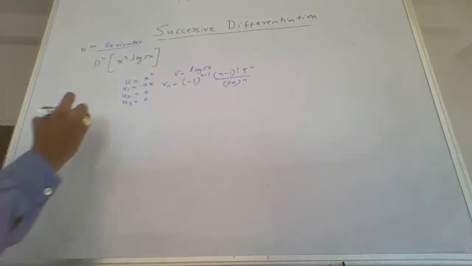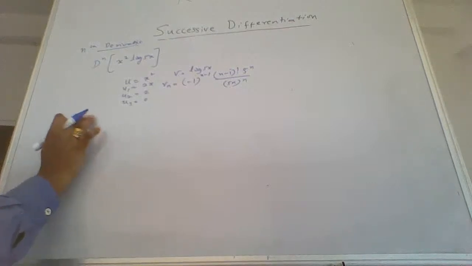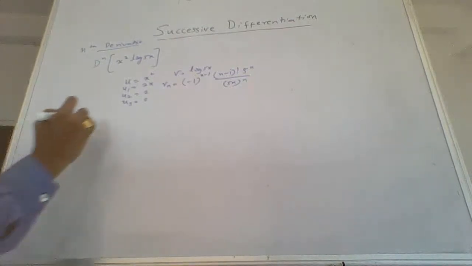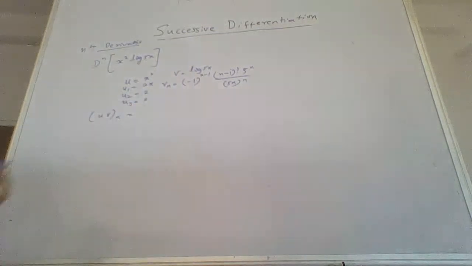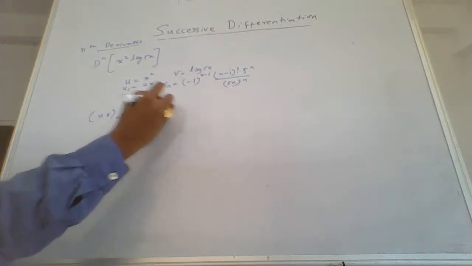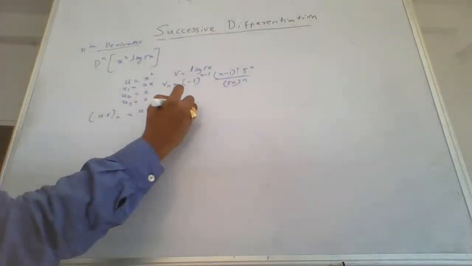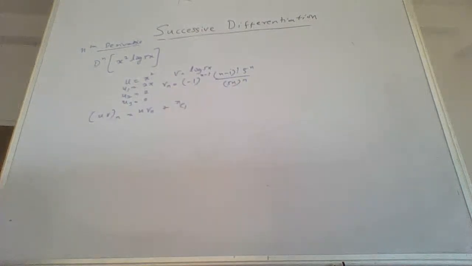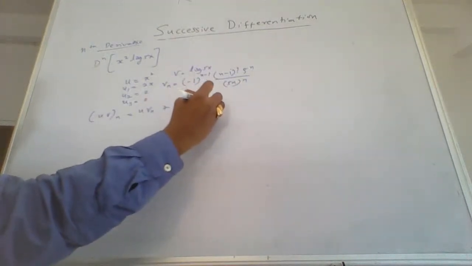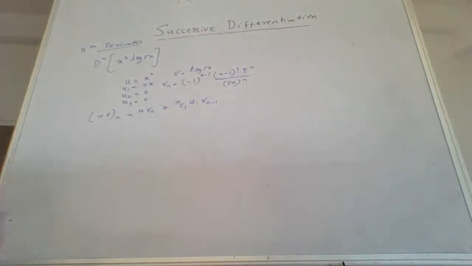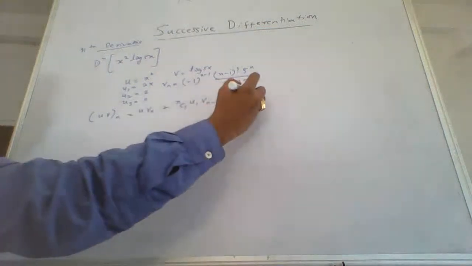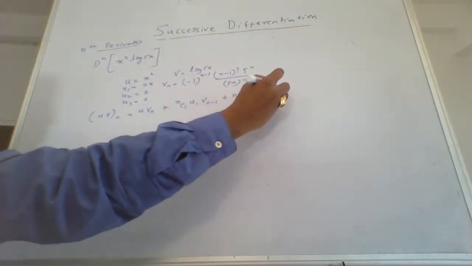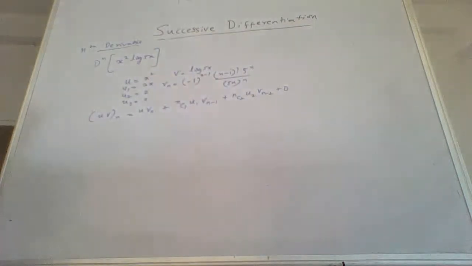Let us write the nth derivative of this. So if you consider uv, the nth derivative would be u vn plus nC1 u1 vn minus 1, plus nC2 u2 vn minus 2, and the next terms are 0. Fine.